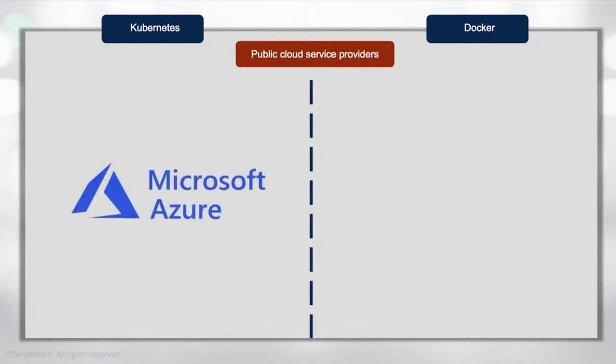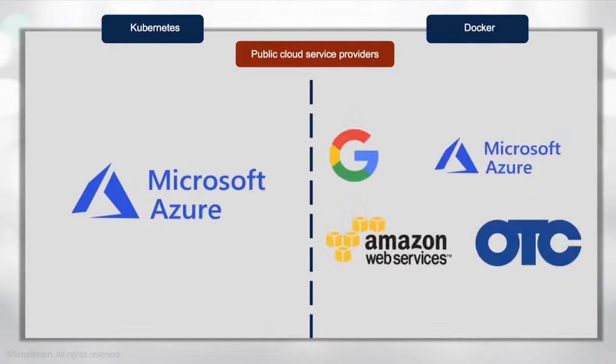What you'll find is that most public cloud providers will provide support for both Kubernetes and Docker. Here we've highlighted Microsoft Azure because they were very quick to jump on and support Kubernetes. But the reality is that today Google, Amazon, and many other providers have first level support for Kubernetes. It's just become extremely popular in a very, very short time frame.